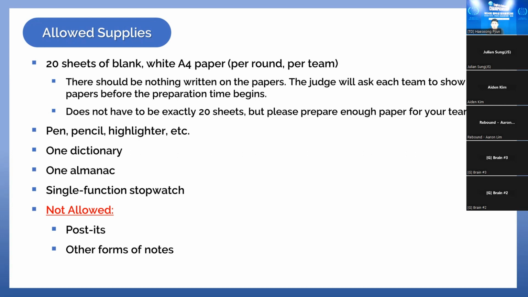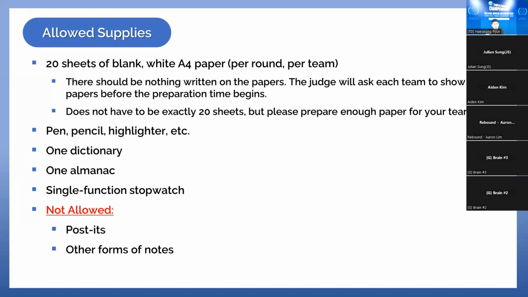There should be nothing written on the papers, and the judge at every round will ask each team to show the papers on the camera so that we are sure that there is nothing written on them. In terms of the count, it doesn't exactly have to be 20 sheets, but prepare enough for the entire round. So make sure that you bring enough papers, roughly about 20 sheets per round.